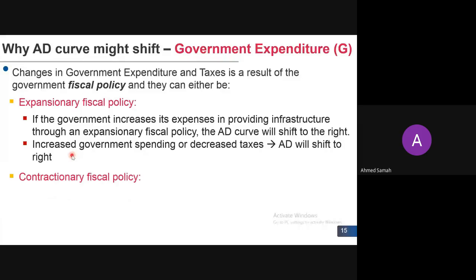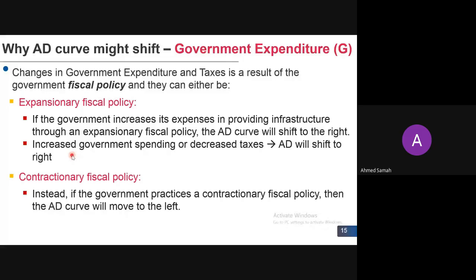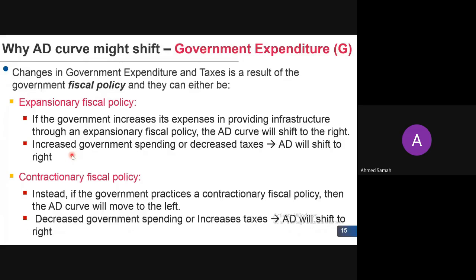Another type of fiscal policy is contractionary fiscal policy. We will go into more detail on these types of fiscal policy in the fiscal policy topic. If the government practices a contractionary policy, then the aggregate demand curve will move to the left. That means if the government reduces their spending level or if they increase their taxes, then the aggregate demand curve will shift to the left. Sorry, here it should be left. Okay.